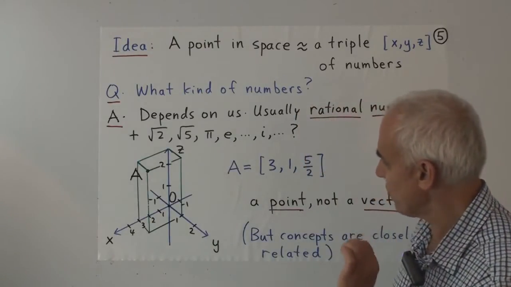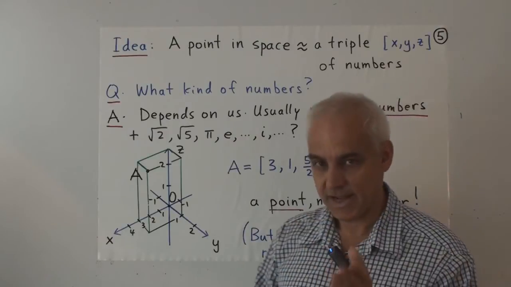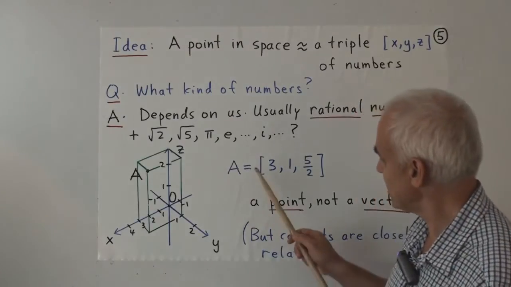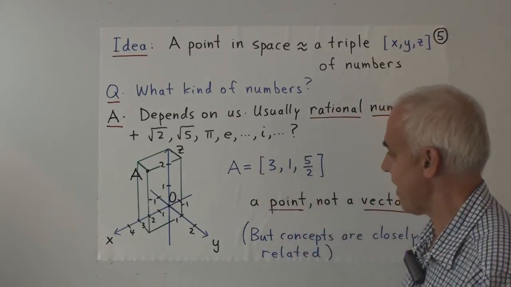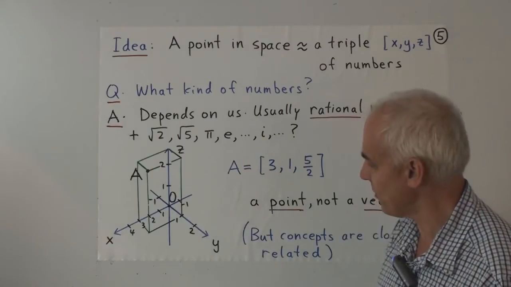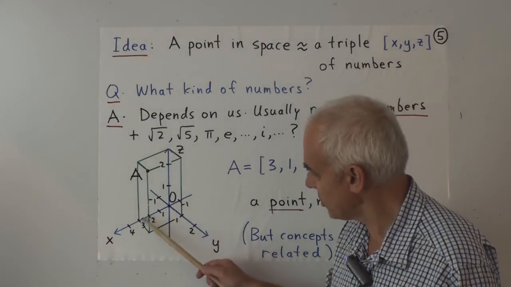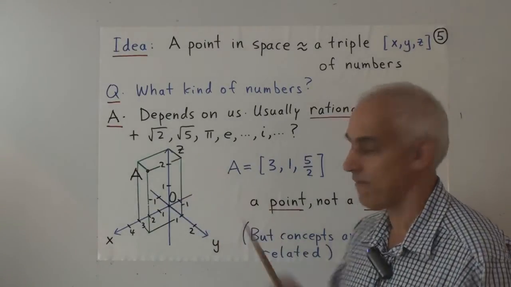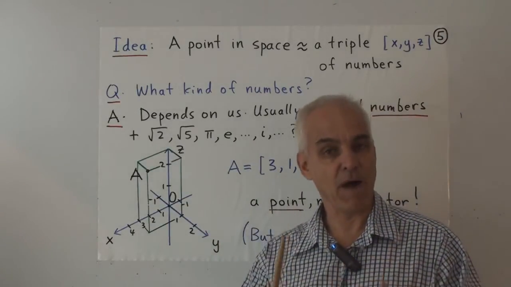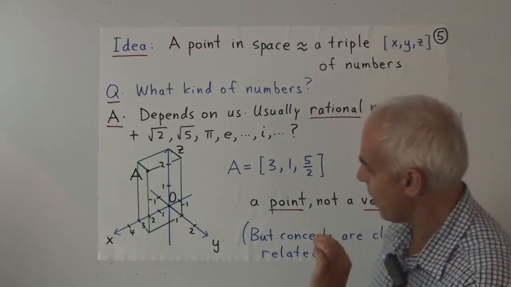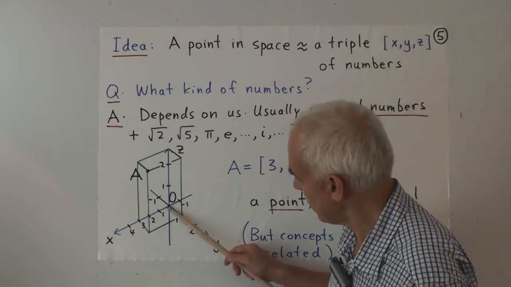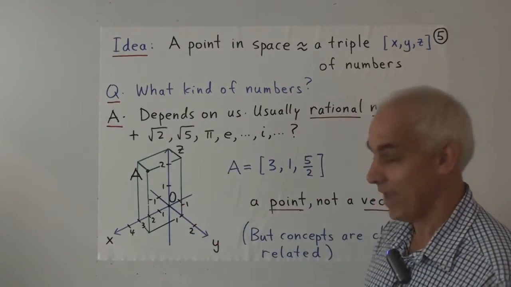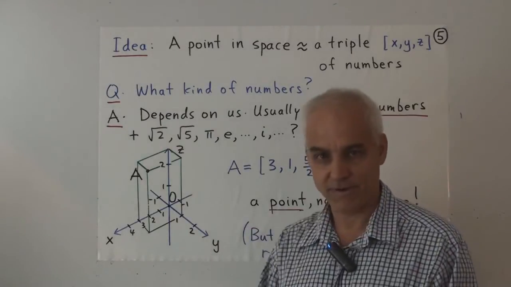Now, how are we going to represent points in this system? It's exactly what we've been talking about before, by using parallelepipeds. So for example, the point 3, 1, 5 halves. What do we do? We go 3 in the x direction, 1 in the y direction, and 2.5 in the z direction, and we combine those. So we're going to look for the point whose x coordinate is 3, whose y coordinate is 1, and whose z coordinate is 5 halves, and we do that by creating a parallelepiped.